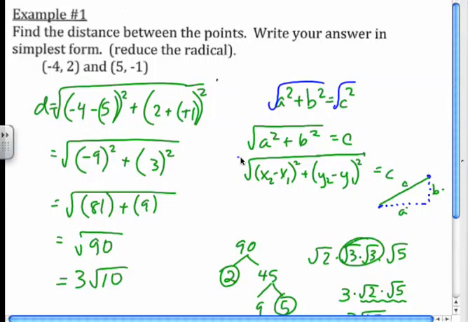Remember that this distance formula will help us when we don't get to graph it. I didn't graph that thing. I just plugged in, I found the difference between the x's, and I found the difference between the y's. That gave me the 2 sides of the triangle. And then I squared them, added them together, and took the square root of it to find out what c equaled. Okay? Good job, folks. See you at the next example.